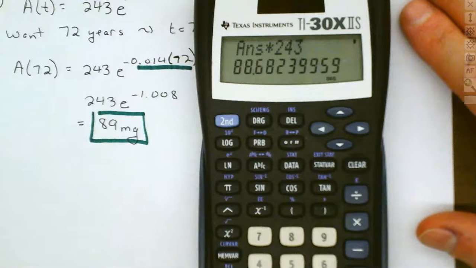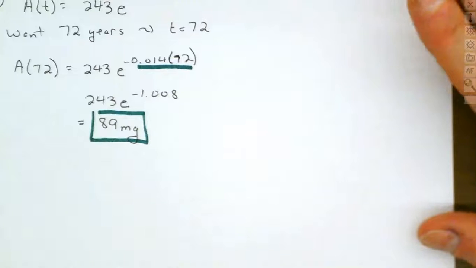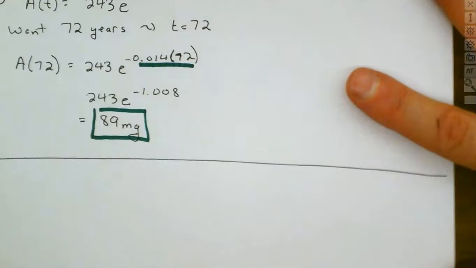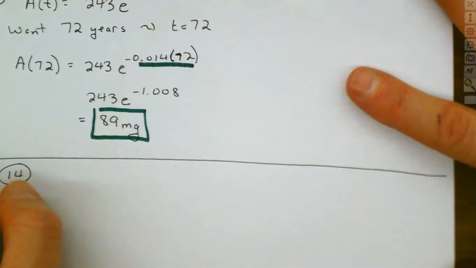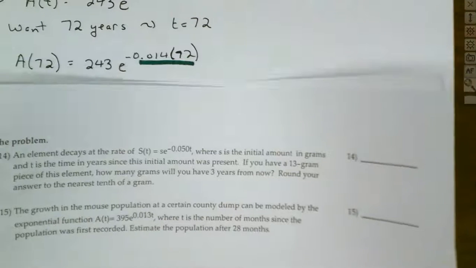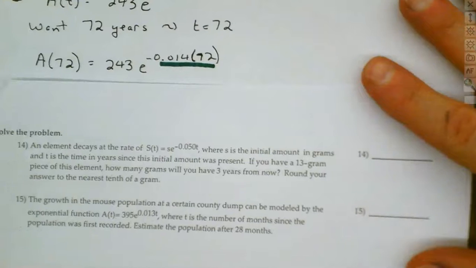So we use our calculator to evaluate it down. Now, 14 and 15 are almost the same. We're using our exponential key in our calculator. And E is just a number. It's built in. Question 14.